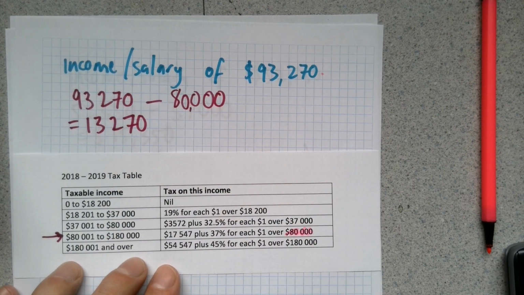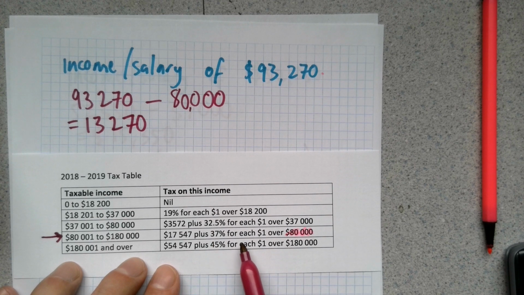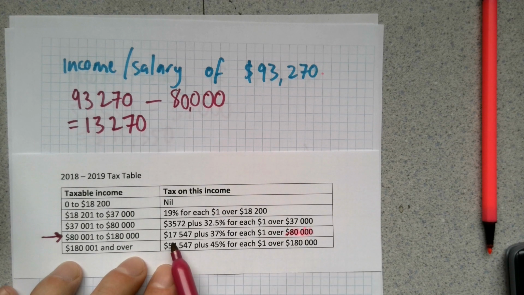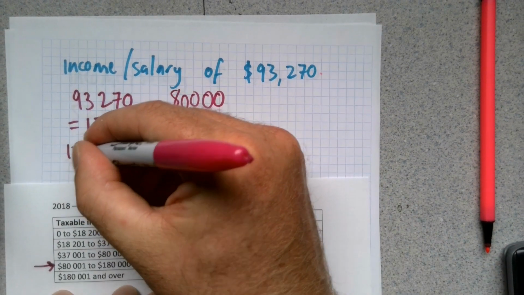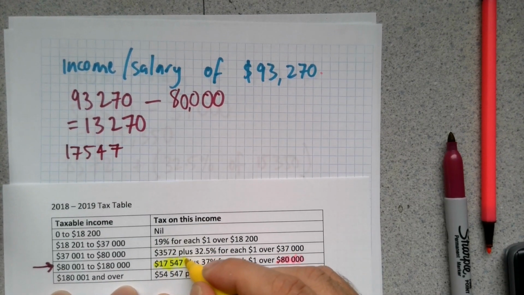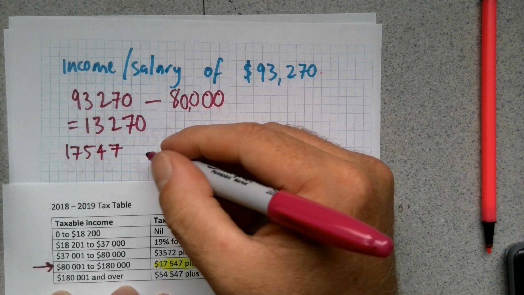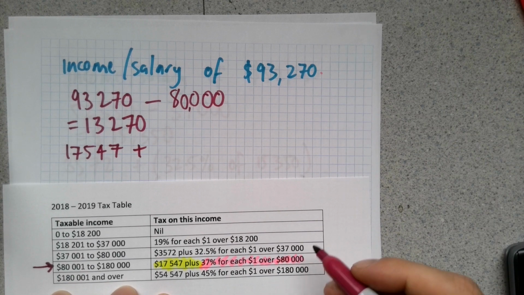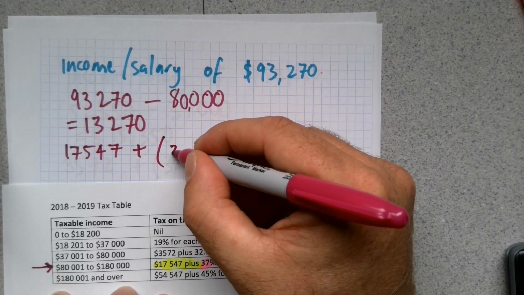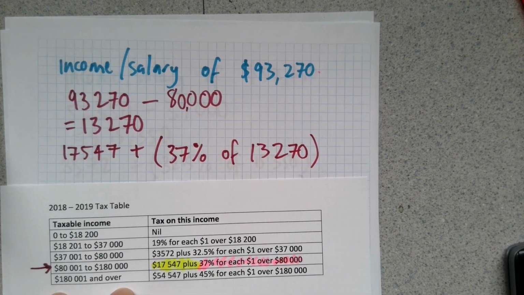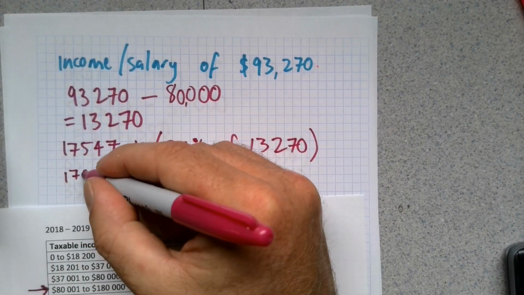So this time we need to work out 37% of 13,270 and add 17,547. So let's set that up again like we did last time. 17,547. Okay, that's the amount we're starting with, plus 37% of every dollar over 80,000, which we calculated to be 13,270. Okay, again, let's change that into something we can put on our calculator.